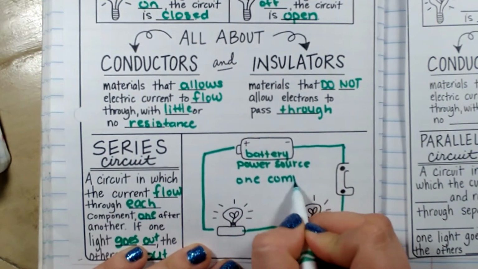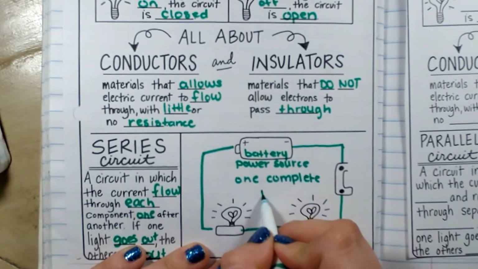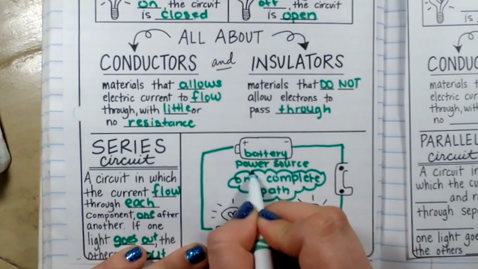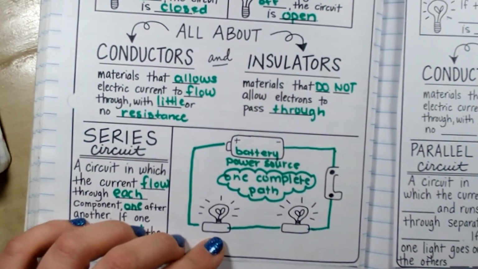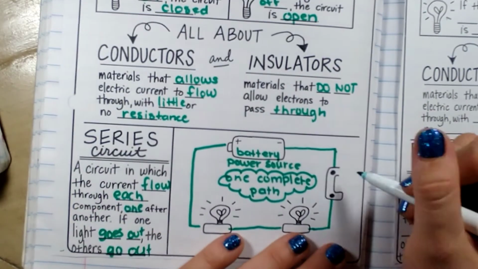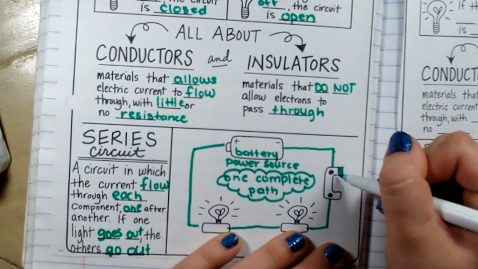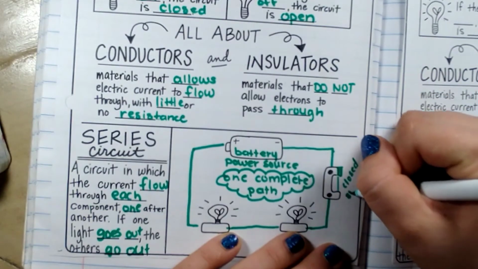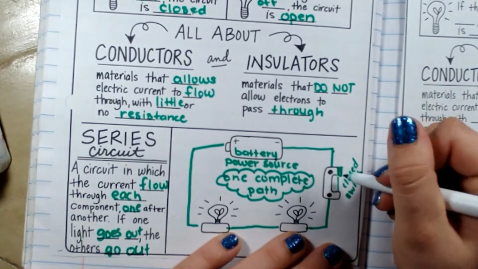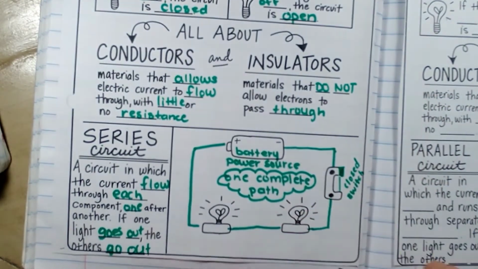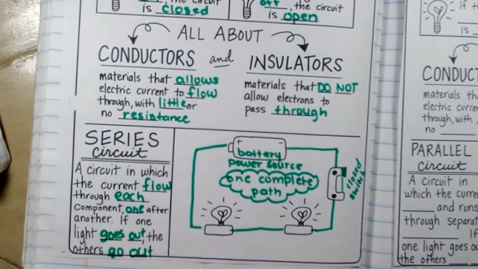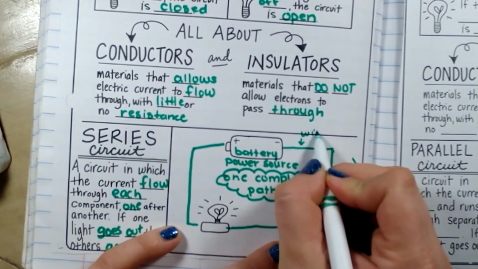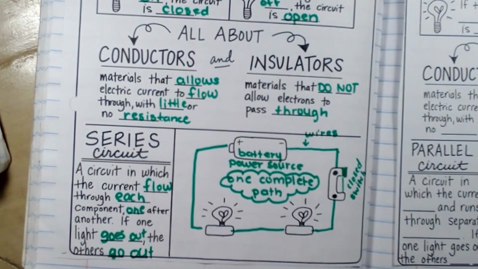So if one of these things is open or one of these things is not allowing electricity to flow through, it's a lot like an interstate with a traffic jam and it will not work. So if this switch right here is closed, and if I was to open up that switch and it would not allow electricity to flow through, they would turn off. Okay? These are wires that are made of a conductor.